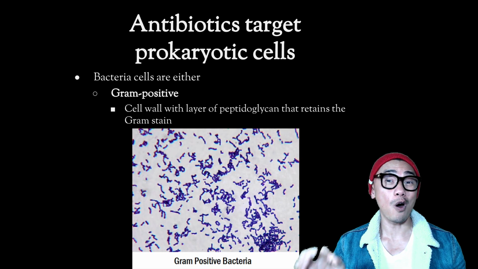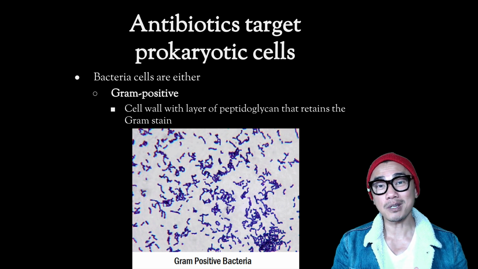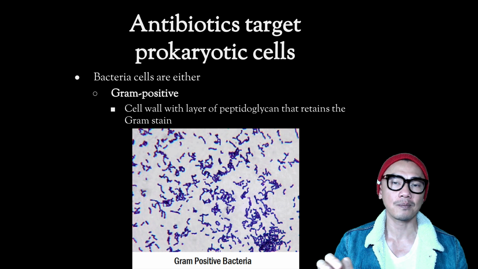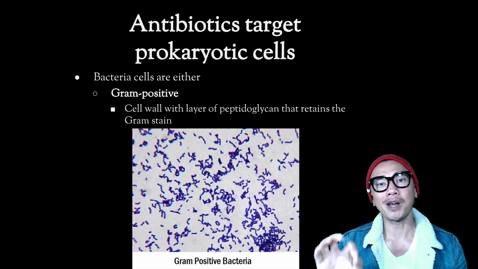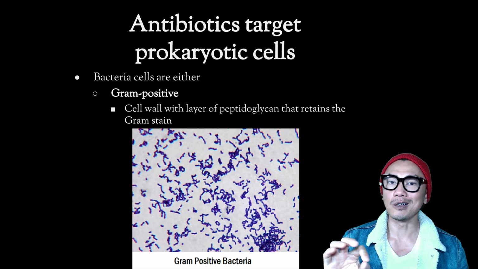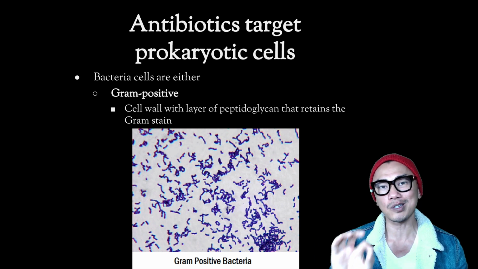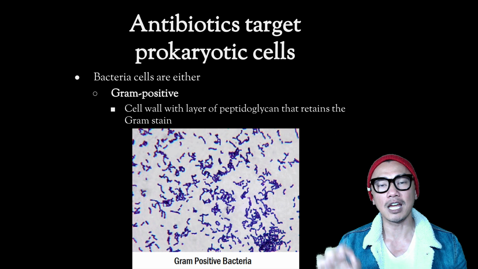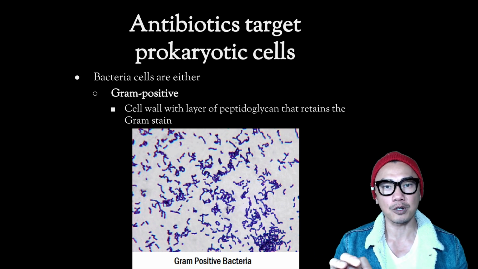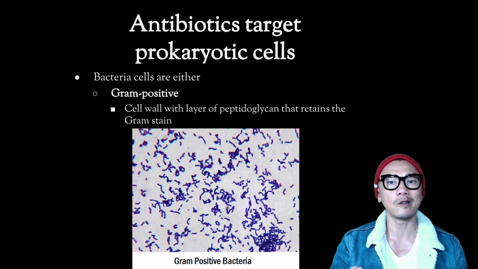Penicillin doesn't work on all bacteria. That's because we can divide bacterial cells into two different types. The first type is called gram-positive. Gram-positive bacteria have cells that have the peptidoglycan cell wall that will retain a purplish gram stain. This can be seen under a microscope, like in the picture shown on the slide.